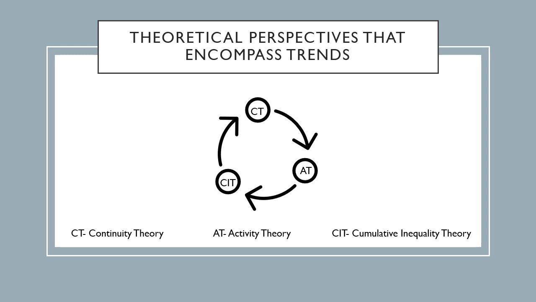Number 2, activity theory. This theory emphasizes the importance of social and intellectual engagement in maintaining cognitive functioning and well-being in later life. Think of this theory as older adults who are more active have fewer problems with their health and well-being. Number 3, cumulative inequality theory suggests that social inequalities accumulated throughout the life course can lead to differential experiences of aging, including differences in health outcomes, such as dementia. Consider education and poverty.